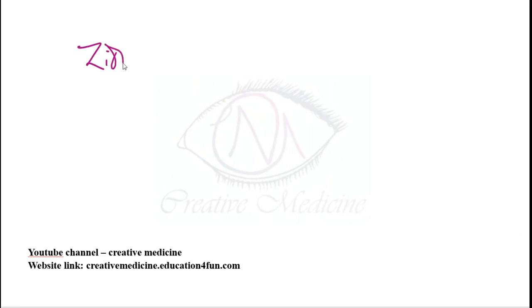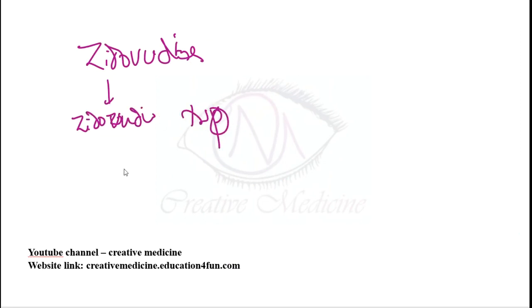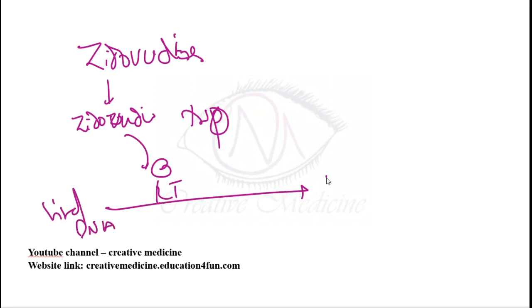Then zidovudine gets converted to zidovudine triphosphate, and this zidovudine triphosphate inhibits the enzyme reverse transcriptase. With the help of reverse transcriptase, single-stranded viral DNA gets converted to double-stranded proviral DNA.